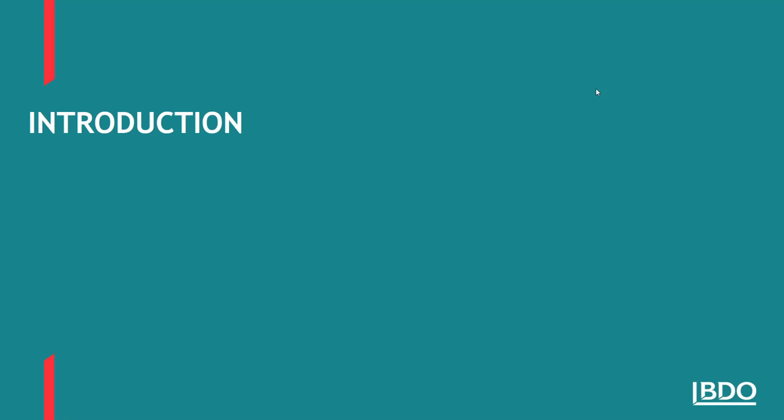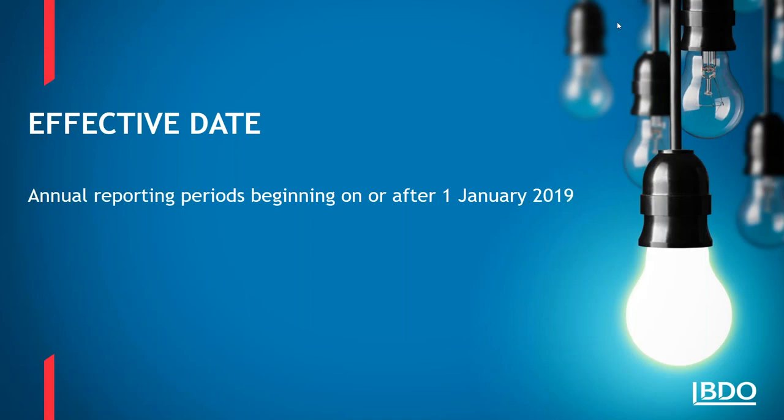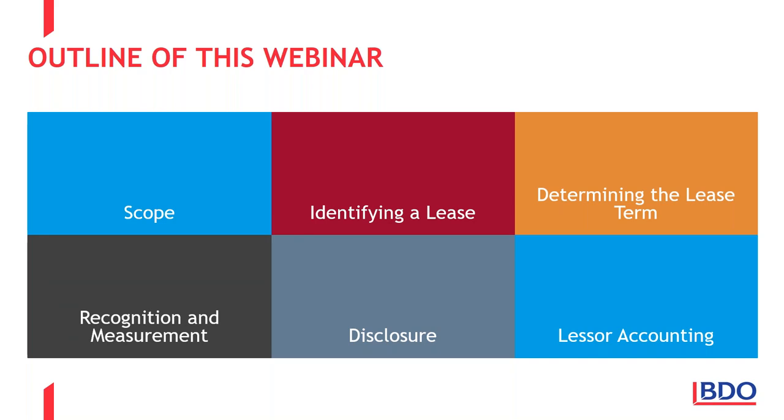Hopefully, I've moved the slides so people can see them. Oh dear, let me just make sure that I've now moved the slides so people can see them. Let's start with the effective date. The effective date of this standard is for annual reporting periods on or after 1 January 2019.